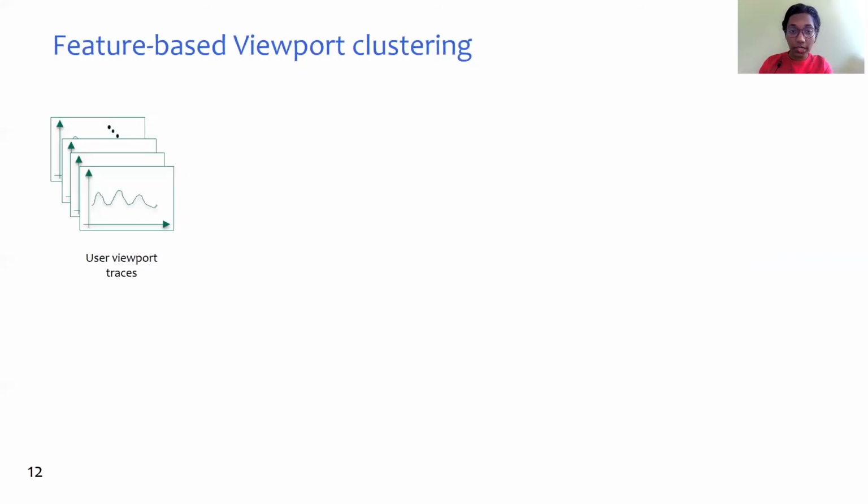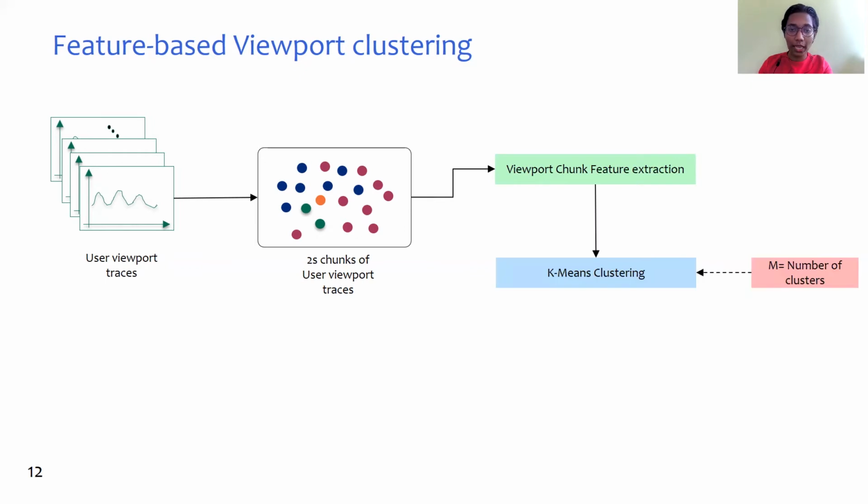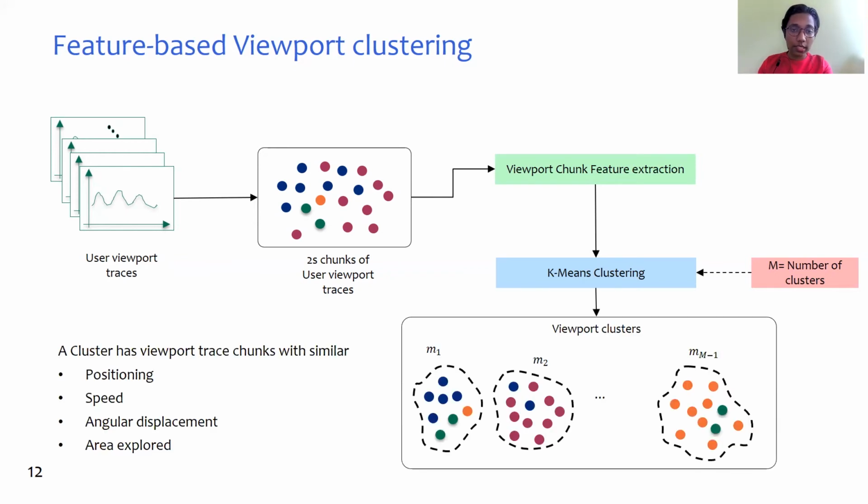Now, that feature extraction is applied on segments of multiple viewport traces from different users and different videos. First, the 2-second viewport trace segments are taken, and then their feature vectors are calculated. And these vectors are given as input to a k-means clustering algorithm. At this point, we can also set the required number of clusters M. The resulting clusters contain viewport trace chunks with similar positioning, speed, angular displacement, and area explored.